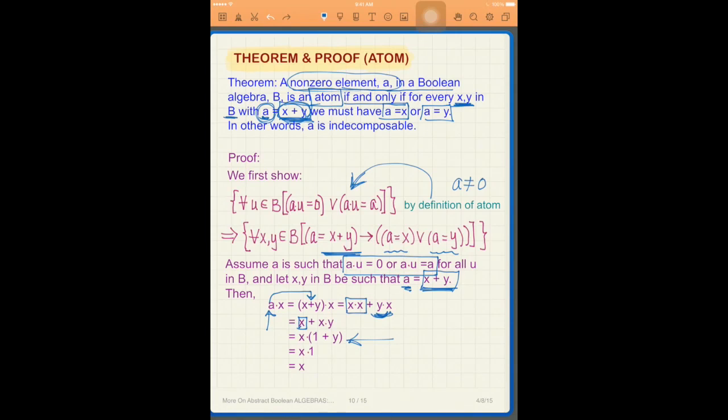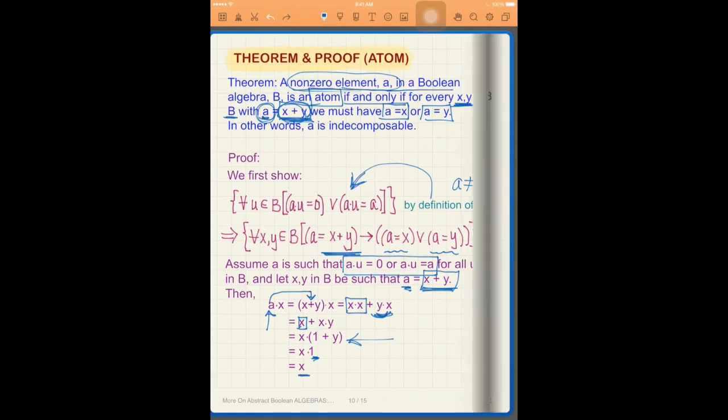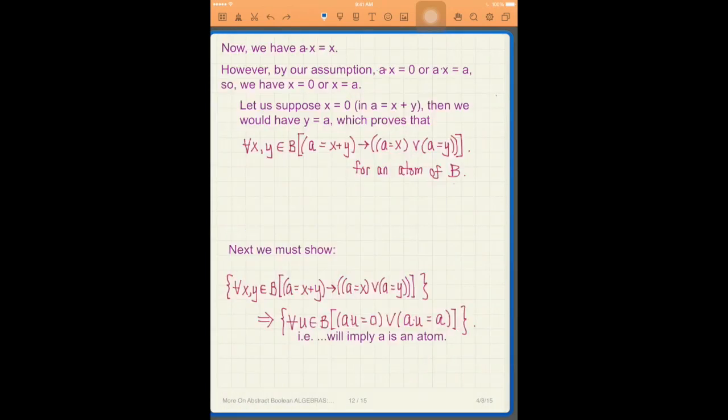Well, what do you know about 1 plus Y? Well, the domination rule says 1 plus Y is going to be 1. And then what do you get for X times 1? Well, X times 1, the identity is going to give you back X. So far, you have this equation. Okay, so now we have A times X is equal to X.